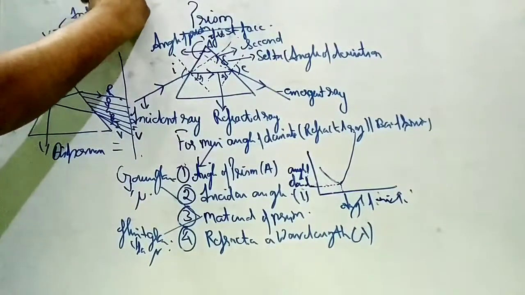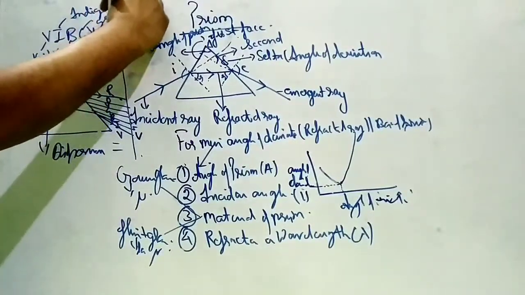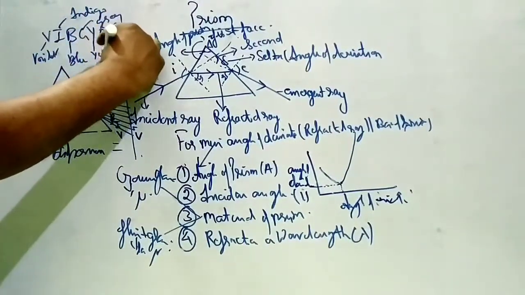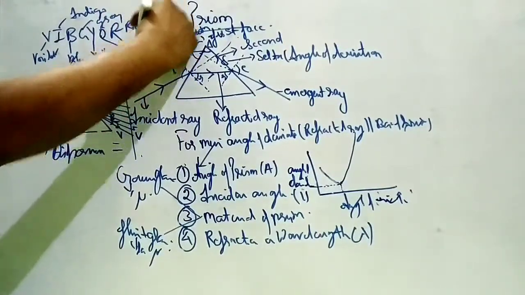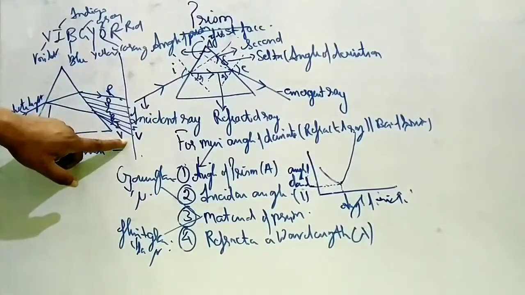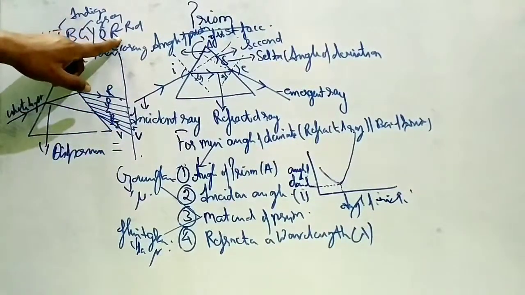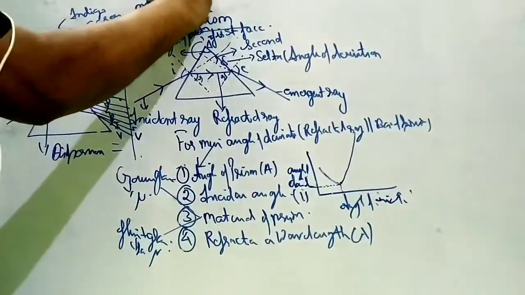indigo, blue, green, yellow, orange and red. Violet has the minimum wavelength, red has the maximum wavelength. So the red will have the maximum wavelength.